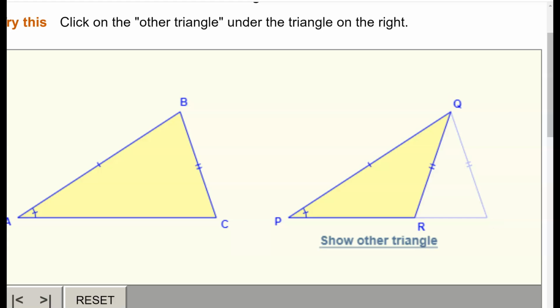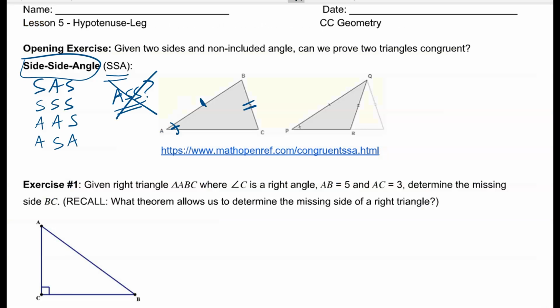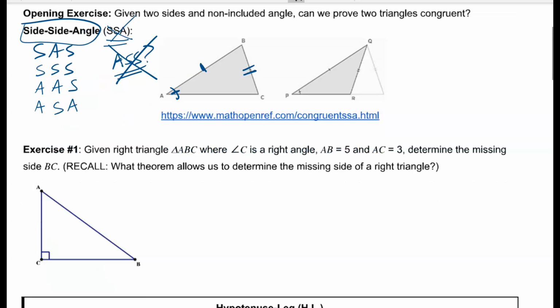But notice that they don't have to be congruent, because I could create another triangle that fits those same qualities. Notice those two tick marks stay the same, so that RQ is the same length as RQ in the first picture, but these triangles aren't congruent anymore. So be careful. The only one that doesn't work is angle side side or side side angle, unless we have a right triangle, which is what we're going to explore today.